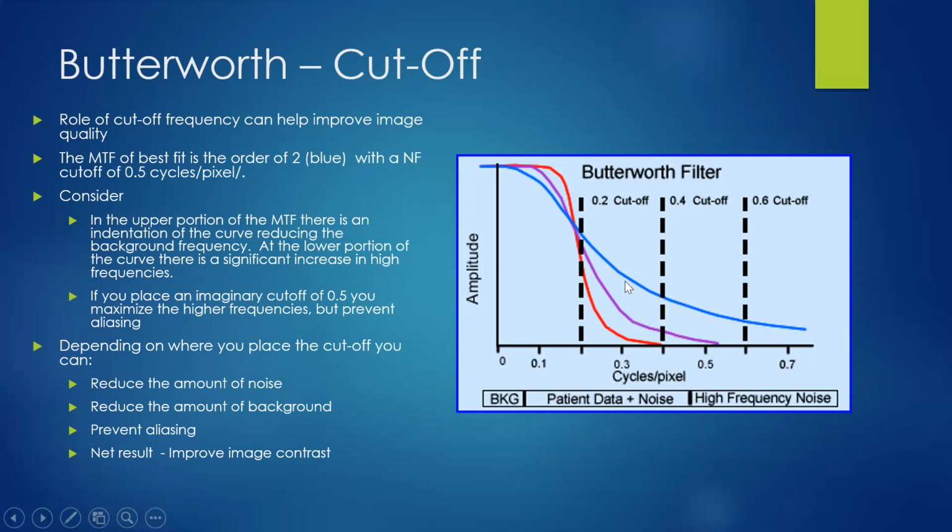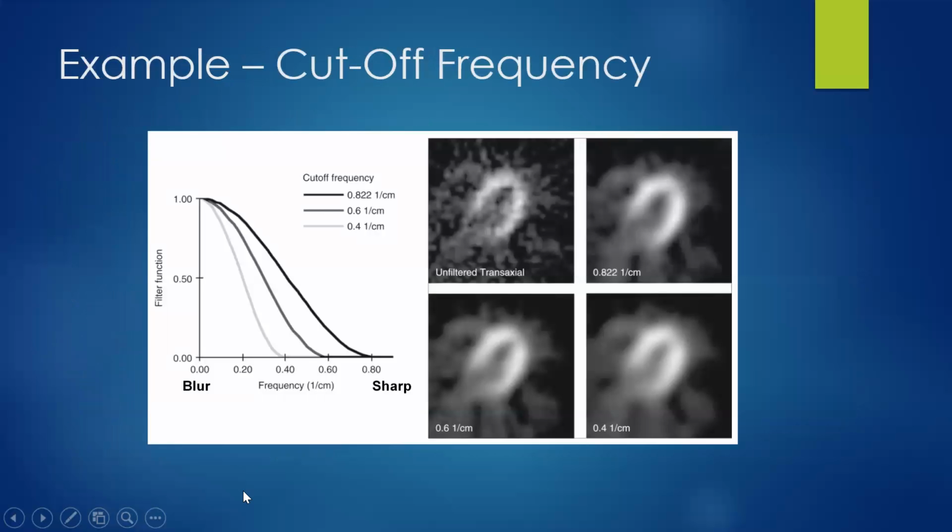So yeah, the order of 2 and a cutoff of 0.5 would be most ideal, because in the end result, we're going to reduce the amount of noise, we're going to reduce the amount of background, we're going to prevent aliasing, and the net result is an overall improvement in image contrast. And here's an example of cutoff frequency. It doesn't quite look like the design that I had, but again, you can appreciate the differences here. Over here, 0.14 is more blurry, and 0.822 is definitely a lot more sharp.